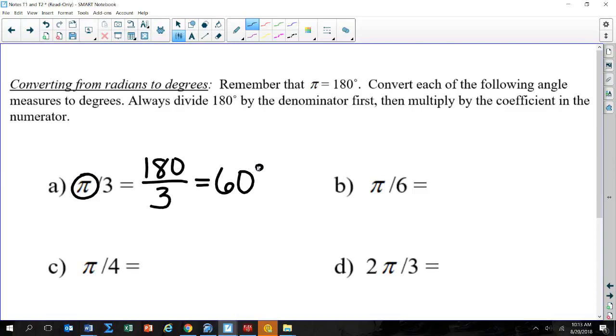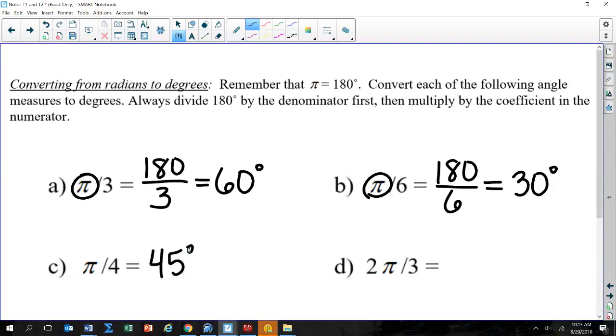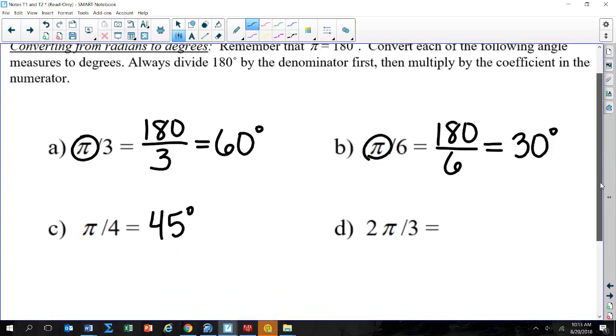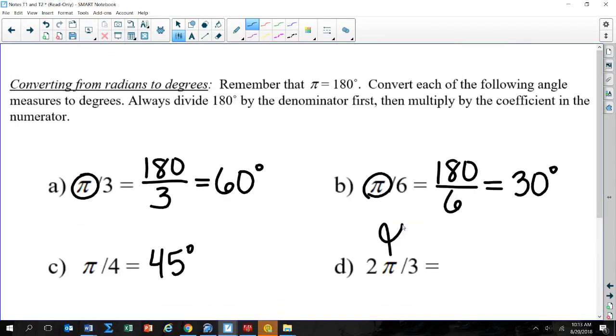Pi over 6, same thing. Plug in 180 in place of pi. If I take 180 divided by 6, just shout that out. That would be how many degrees? 30 degrees. And hopefully you have pi over 4 memorized. That would be how many degrees? 45 degrees. Excellent. And then in part D, we're going to do the same thing where I plug in 180 degrees in place of pi.